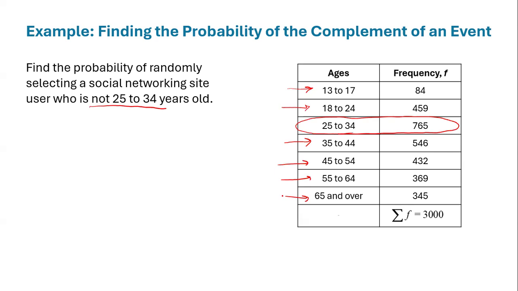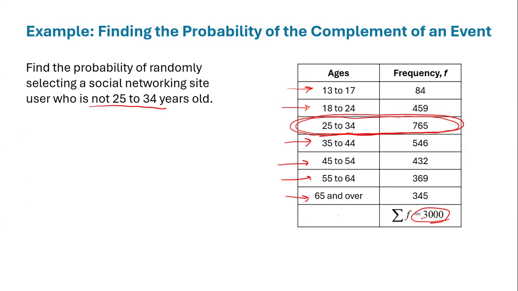But I believe that if I find the probability for 25 to 34 and use the complementary event, it is much easier for me because I only need to calculate the probability of this group, 25 to 34. And to find the probability, I know that I need to divide the frequency of that class by the total frequencies, which is 3,000. So 765 divided by 3,000, that is the probability if the user is 25 to 34.